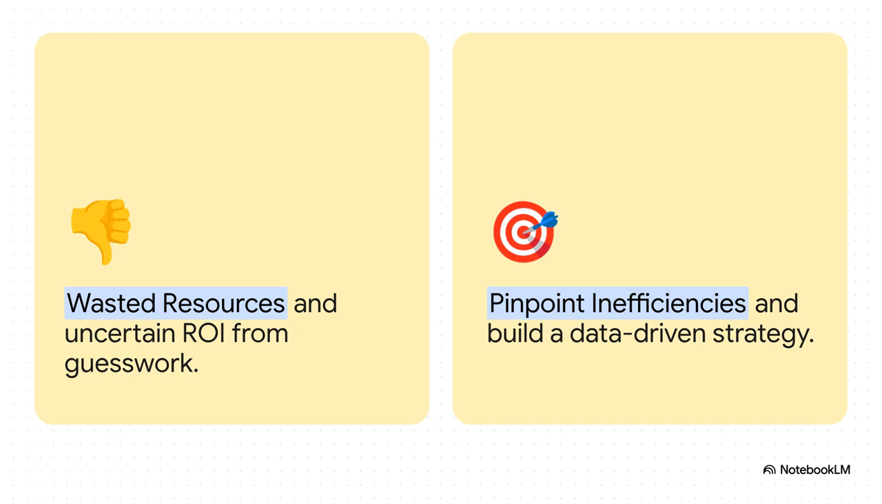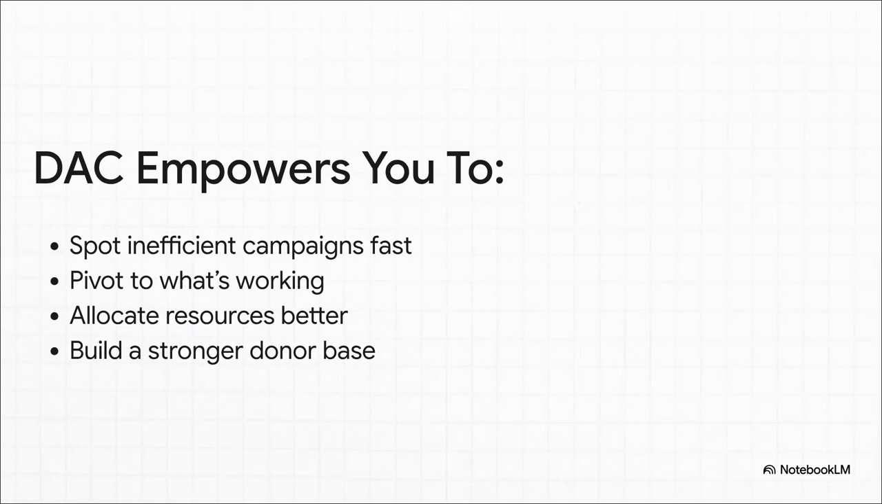But once you know your DAC, the whole picture changes. Suddenly, you can pinpoint what's not working and build a strategy based on actual, hard data, not just a gut feeling. And that's the key here. DAC empowers you. It lets you spot those underperforming campaigns really, really fast. You know, maybe that super expensive gala isn't actually bringing in as many new folks as your cheap, targeted social media ads. This data lets you pivot, put your money where it's actually working, and build a stronger, more sustainable donor base without breaking the bank.